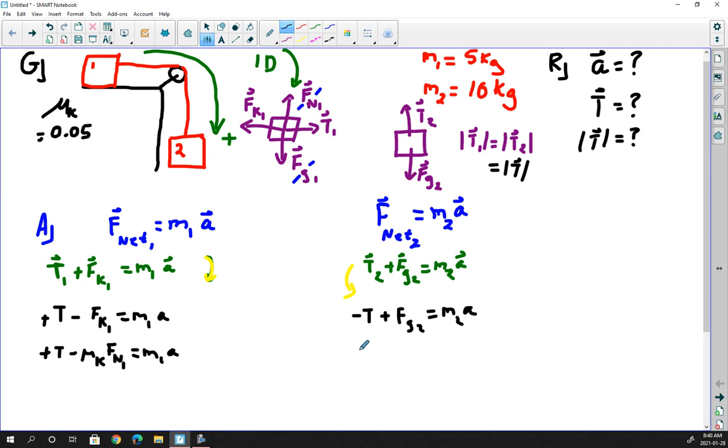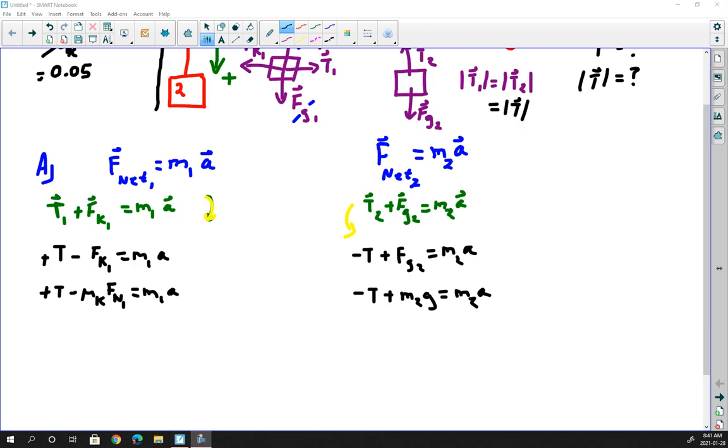And over here, this would be minus tension plus mass of the second object times g, just the magnitude, and then m2 times the acceleration. Okay, so if you have to, pause the video here and give yourself a chance to take a look at what I've written, and then start the video back up when you're ready. Okay, so I hope you did that.